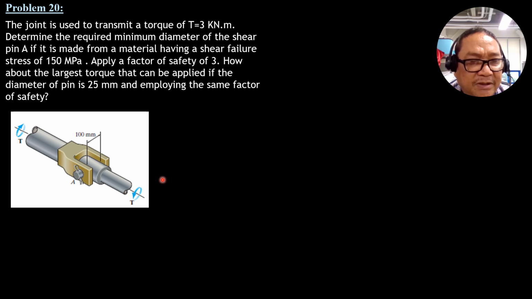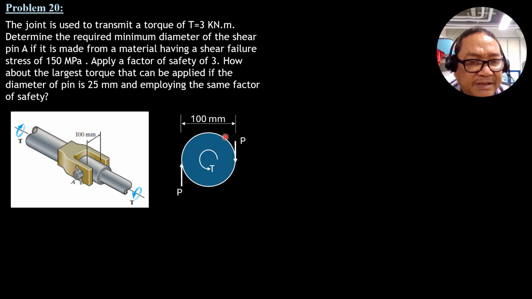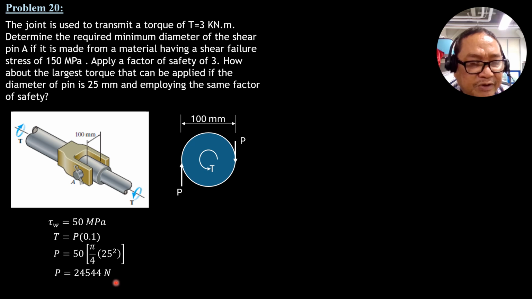So torque is equal to P times 0.1. So let's solve for P. The allowable shear stress is 50 and the diameter is 25. So P is 50 megapascals times pi over 4 times 25 mm quantity square. So torque is P times 0.1 and P is 50 megapascals times pi over 4 times 25 square. That is 24,544 newtons or 24.544 kilonewtons.